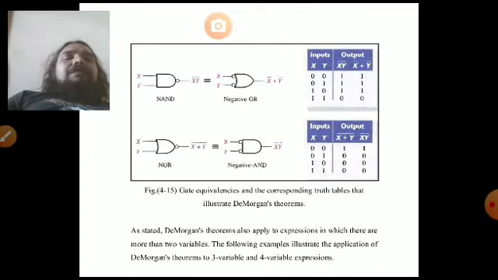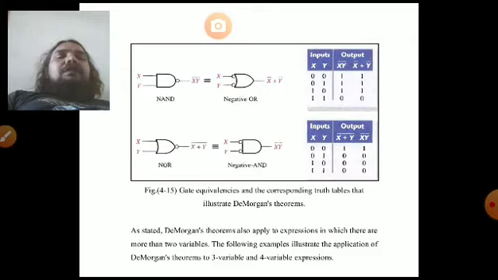First case is the LHS, proving De Morgan's second theorem. First case: x is equal to 0, y is equal to 0. Then the resultant of the NOR gate, (x + y) whole bar, is equal to 1.